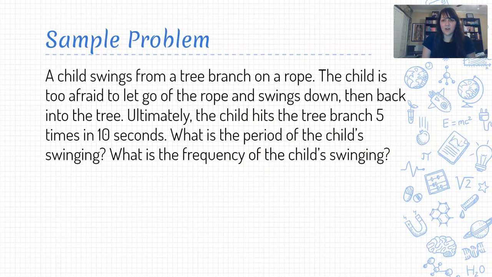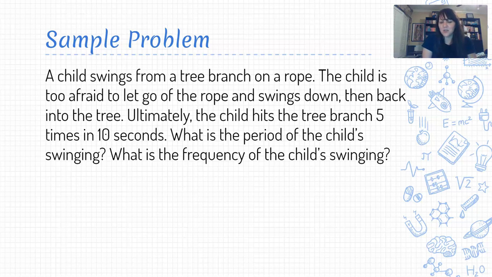Now, just to solidify our understanding there, let's consider this slightly twisted sample problem. So we've got a kid swinging from a tree branch on a rope. So we've got this rope swing here. Kid's supposed to jump off at the other end of the swing, but freaks out and instead hangs on to the rope swing and then swings back and runs into the tree. And that happens a few more times. So anyway, our poor kid, who is clinging desperately to this rope swing, keeps swinging back and forth and ultimately hits that tree branch 5 times over the course of 10 seconds.